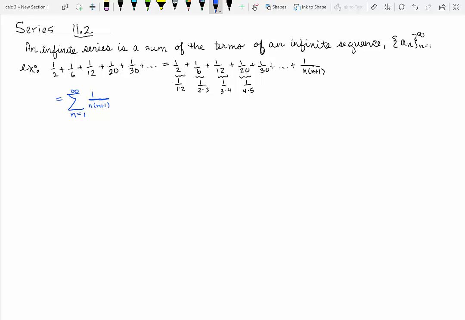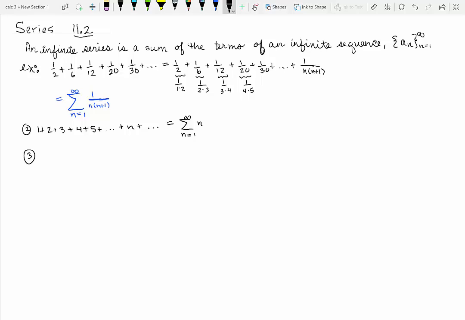Here are some other examples. 1 plus 2 plus 3 plus 4 plus 5 plus so on and so forth. So at the nth step we're adding the number n. This is a sum of every single counting number. We could write that as the sum, n equals 1 to infinity, of n.